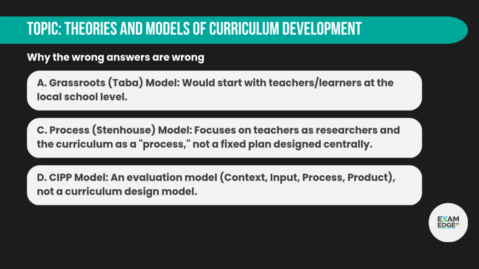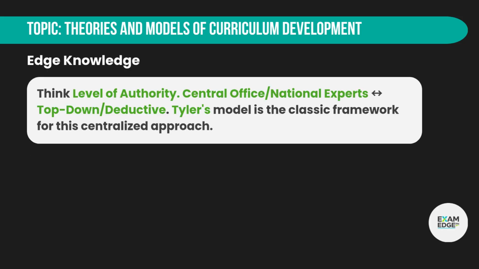A. Grassroots, Taba, model, would start with teachers, learners at the local school level. C. Process, Stenhouse, model, focuses on teachers as researchers and the curriculum as a process, not a fixed plan designed centrally. D. CIPP model, an evaluation model, context, input, process, product, not a curriculum design model. Edge knowledge, think level of authority. Central office, national experts. Top-down, deductive. Tyler's model is the classic framework for this centralized approach.